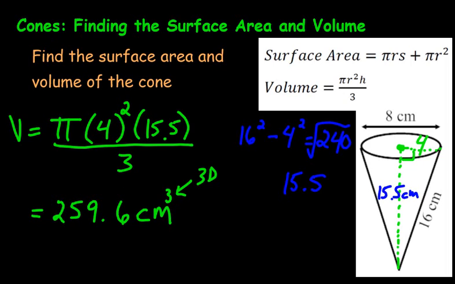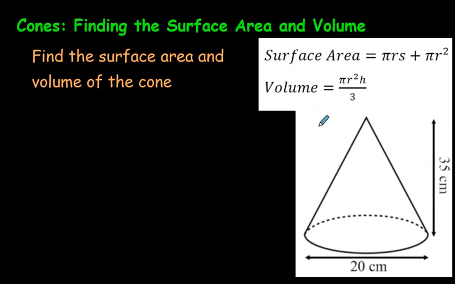Okay, let's do another question. Here we have a situation where we have a cone. We know the height is 35. We know that the diameter is 20. So let's write in some things that we know. We know this radius, because we're going to need the radius, is 10. We know this height right here is 35.